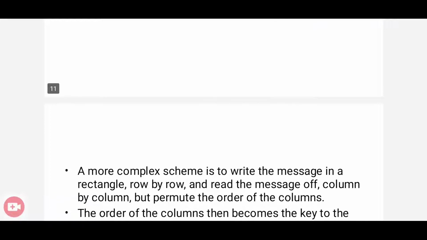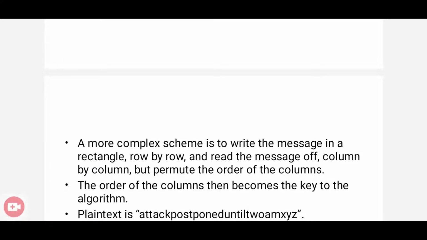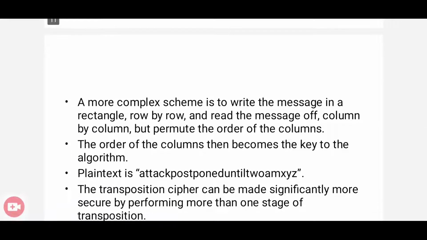And the next mechanism is more complex than the first one. Write the message in a rectangle form. We have a plain text message. We take the message and write it down in a rectangle, row by row. Then read the message column-wise.